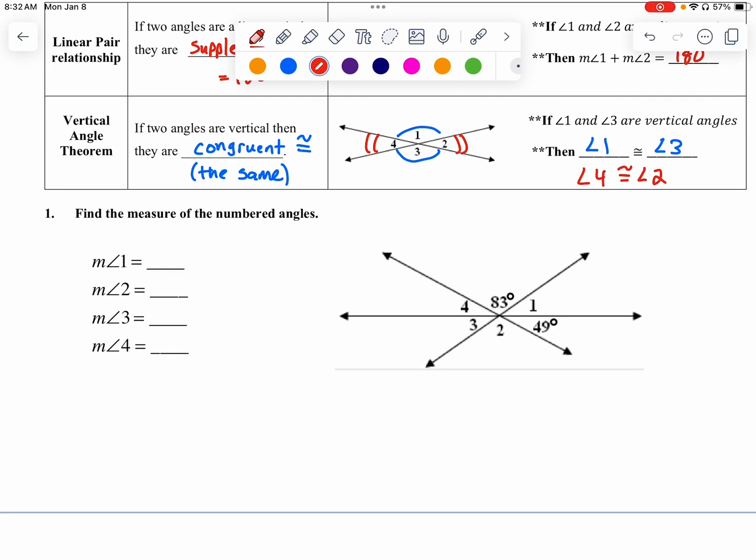All right, find the measure of the numbered angles. There's a lot going on in this picture. I usually look at the picture first before I look at the question, and I label everything that I can. So notice 83 degrees is right across from angle 2, and those are vertical, so I know they have to be equal. Those two are congruent. So the measure of angle 2 is 83 degrees. Same with 49. 49 is a vertical angle with angle 4, so I know angle 4 has to be 49 degrees.